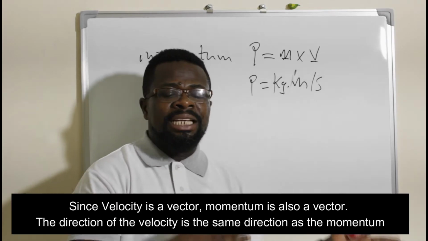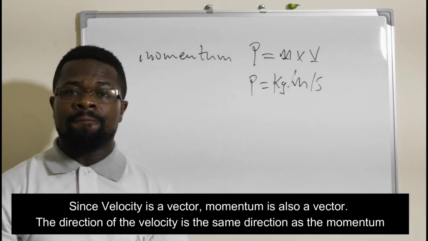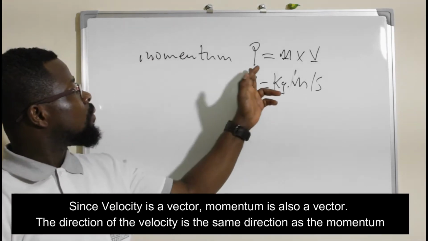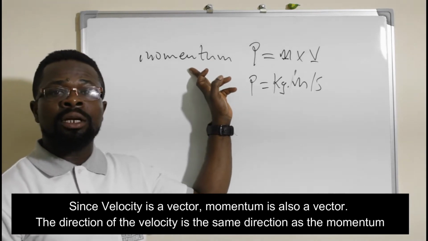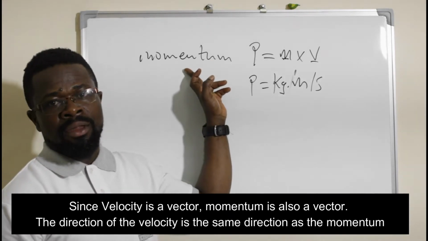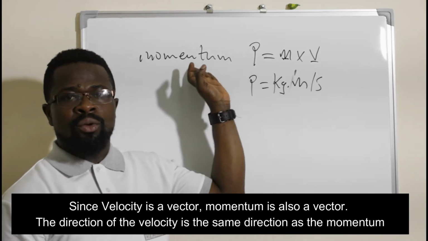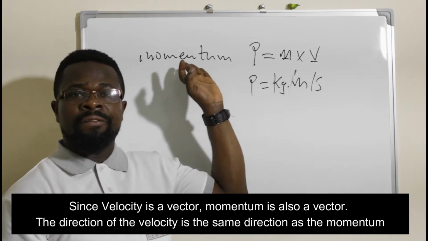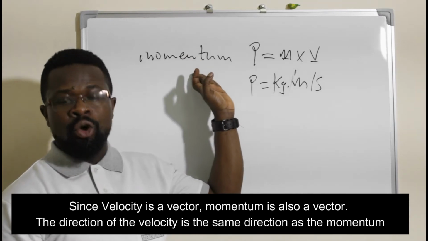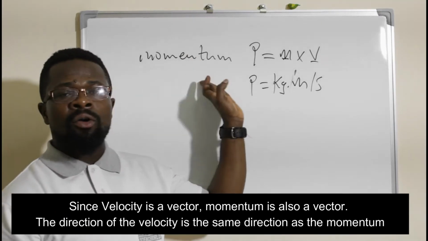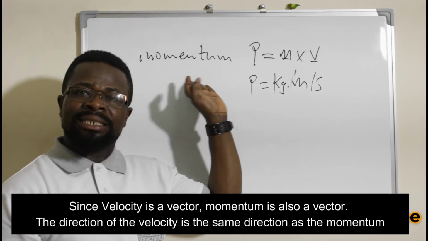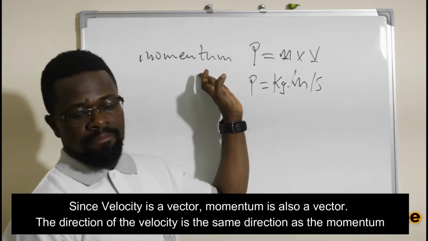Since velocity is a vector quantity, what we have to understand is that momentum is also a vector quantity, and the momentum will always be in the direction in which the vector velocity is going. So the momentum is always in the same direction as the vector velocity.